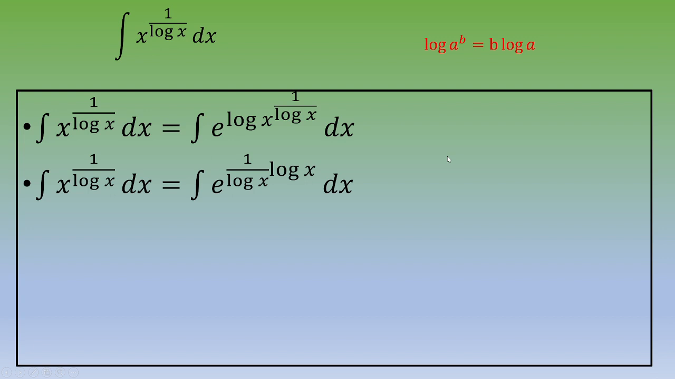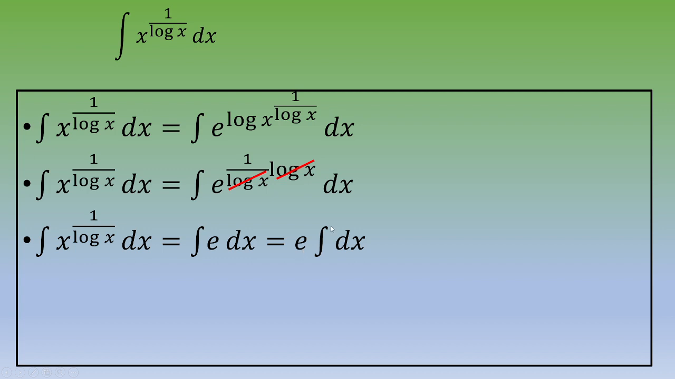Now you can simplify, and at the end you have the integral of e dx. e is a number, so it can be put in front of the integral. So this is e times the integral of dx. At the end, the integral of x to the 1 upon log of x dx equals ex plus capital C, which is a constant number.